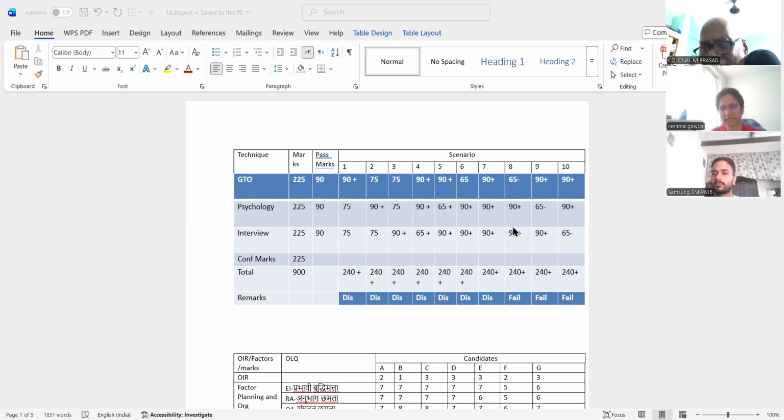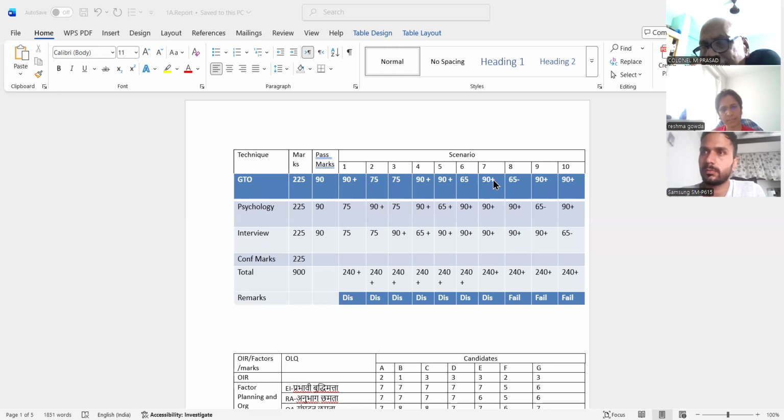Now look at the third situation, where you have been passed by all three, and your marks are less than 240. Still you have not passed. You still remain under discussion only. It is a very, very rare situation where, look at it here, 90, 90, 90. All of them have been passed by the three assessors, but still he comes into discussion, he has not been passed. Why? There are reasons for it.